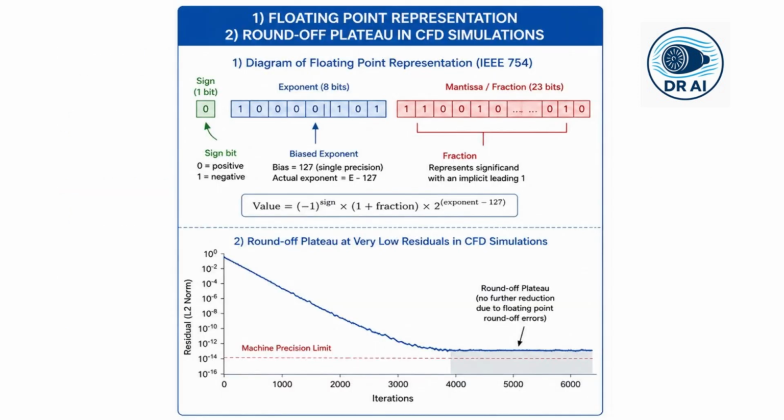In very large simulations with millions of operations, especially if the solution involves subtraction of nearly equal numbers, which is the catastrophic cancellation. The second scenario is when you try to drive the residuals to extremely low levels, for example 10 to the power minus 14. For such a residual, the discretization error is often 10 to the power minus 3 to 10 to the power minus 5. So chasing this particular round off is pointless.